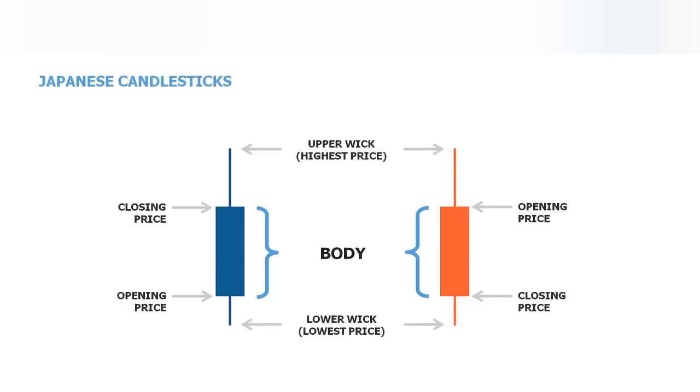The thin parts are called wicks, and they show you the maximum and minimum price during the period. The candle will remain blue if the price closed above the opening price, and it will remain orange if the price closed below the opening price.